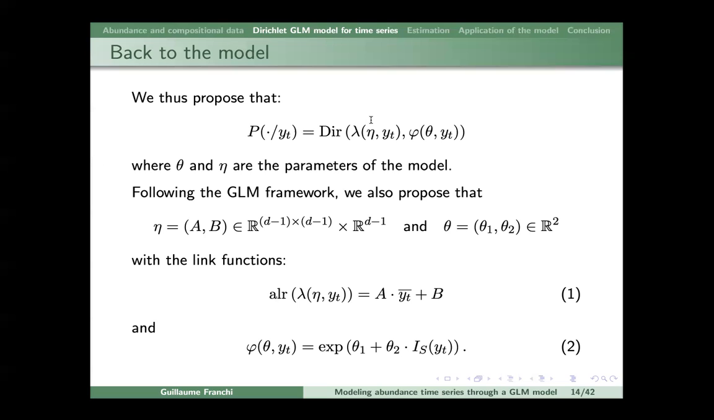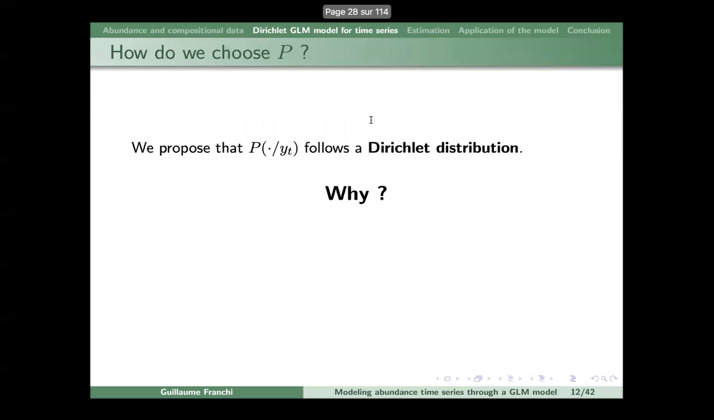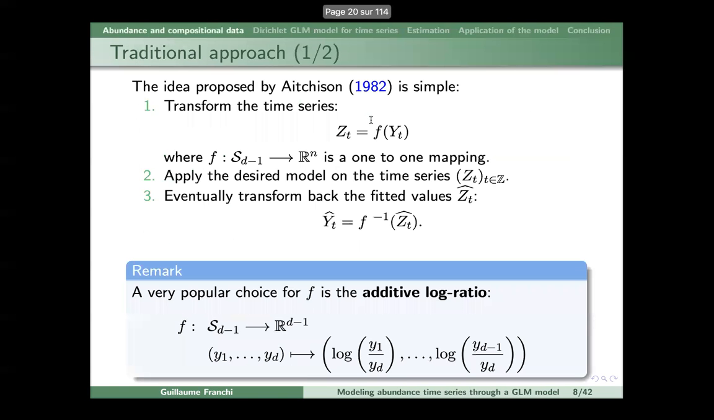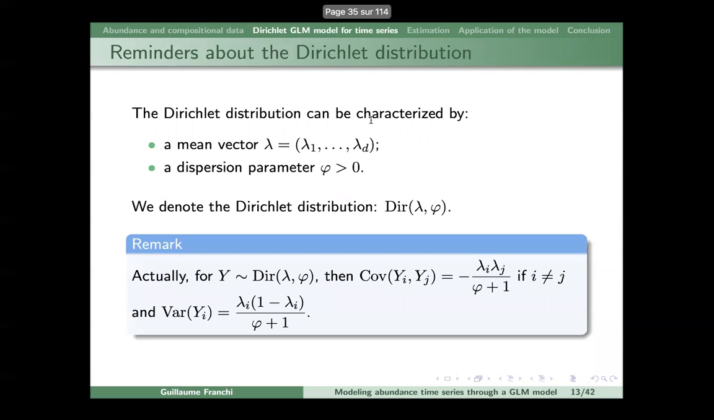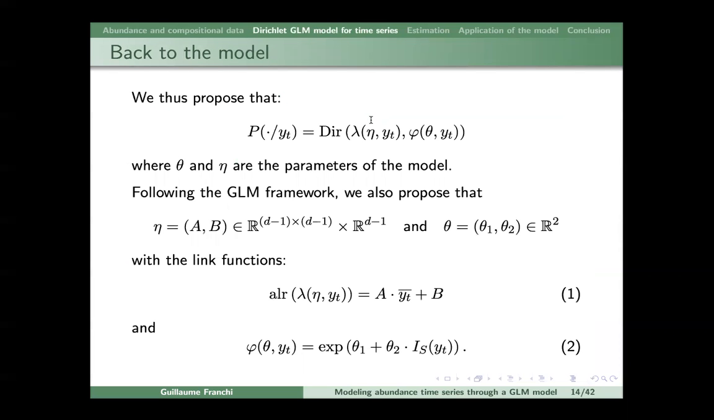In equation 2, it is just a way to link the biodiversity, which is given by the Shannon index, and the variability of the process. Sorry, what is the ALR? It is the additive log ratio. If you remember, it is this function. I could choose another kind of link function, but I decided to use this one. It works quite well. And sorry, I did not mention it, but ALR is the additive log ratio.